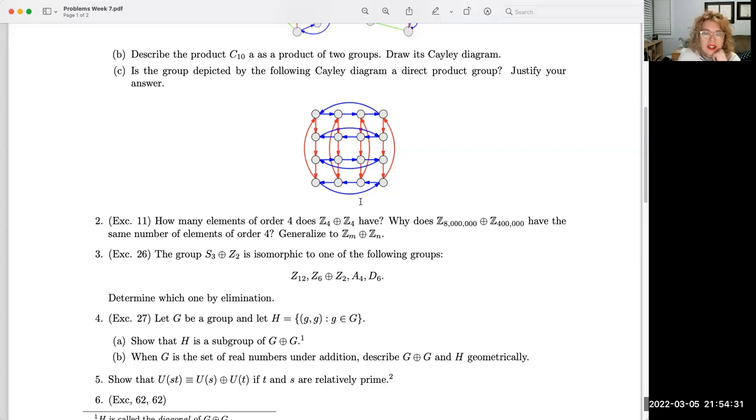And the next one, we know that S3 times Z2 is isomorphic to one of the following groups. And we need to determine which one by elimination. Well, we can eliminate the first 2 right off the bat. They are abelian. This group is clearly not. S3 is like the furthest thing from being abelian. So the product is definitely not abelian either.